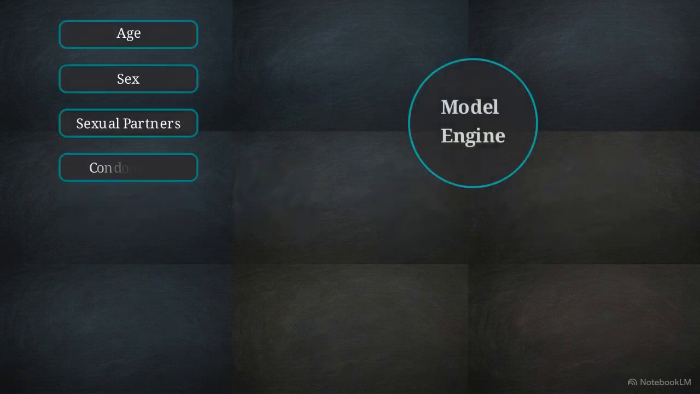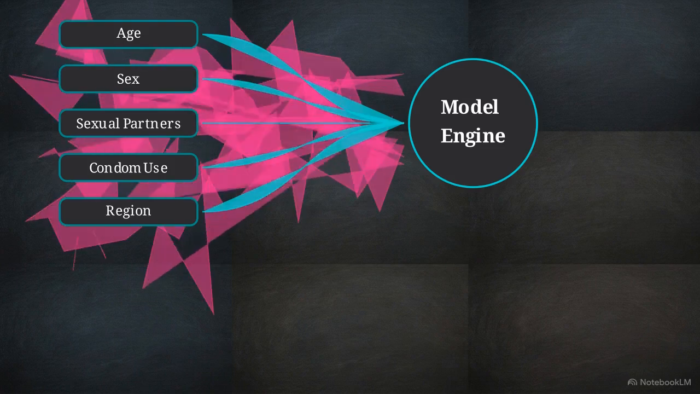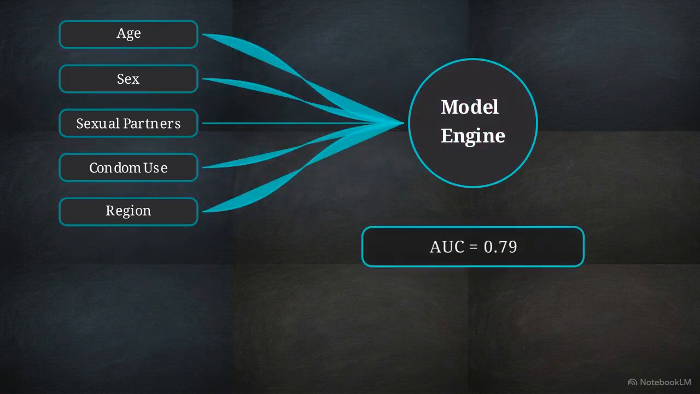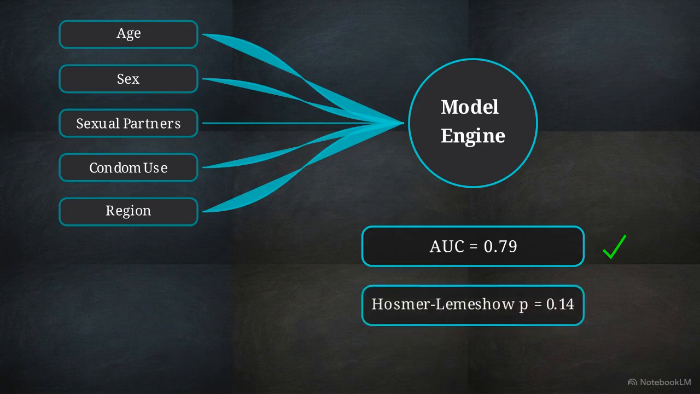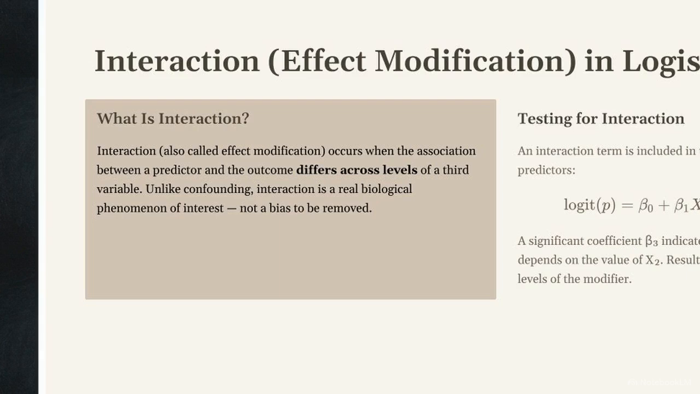5 variables predict HIV status well. Adding 15 more creates noise, causing the model to memorize random variations, known as overfitting. Instead, use metrics. An AUC of 0.79 shows good discrimination. For Hosmer-Lemeshow, a p-value above 0.05 is the goal, confirming excellent data fit. A rigorous multivariable model is validated by strong evaluation metrics like AUC and likelihood ratio tests, not by maximizing the number of predictors.